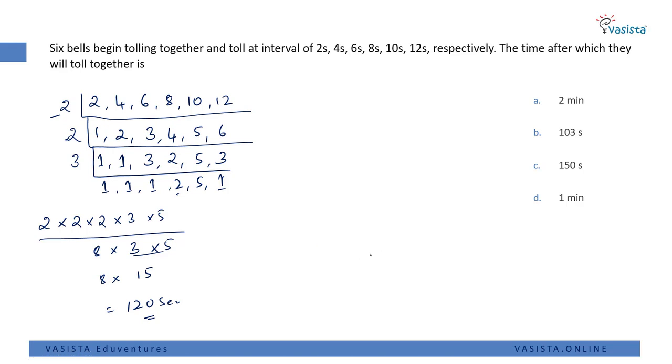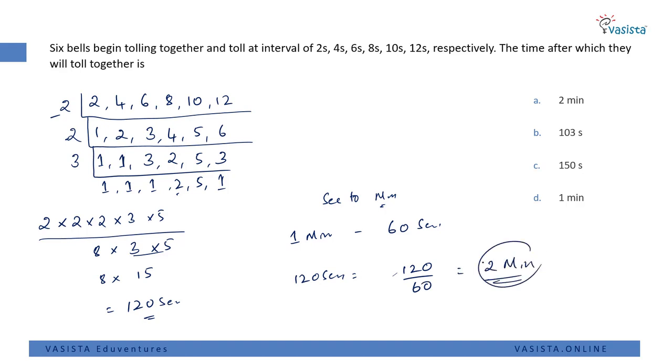But the options here are 2 minutes, 103 seconds, 150 seconds and 1 minute. So let me convert seconds to minutes. 1 minute is equal to how many seconds? It is 60 seconds. So 120 seconds is equal to how many minutes? That is going to be 120 by 60, which is 2 minutes. So the answer is 2 minutes. Option A is the right one.